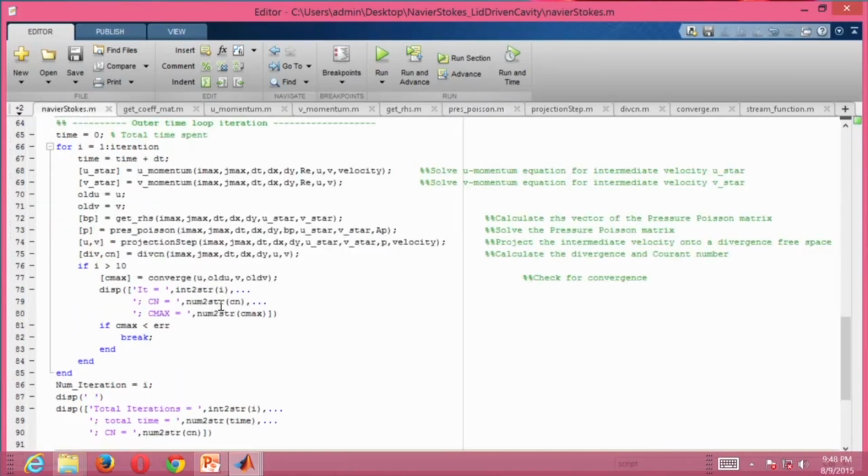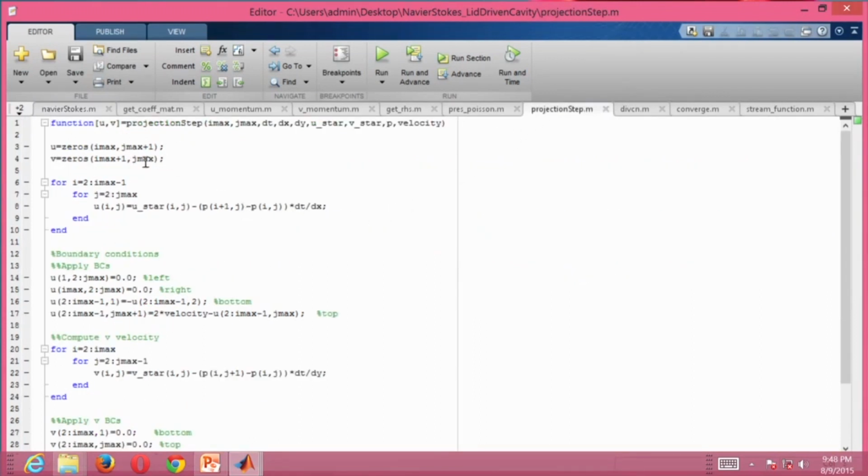Again go to the main. So, we have done the pressure Poisson equation, we got pressure, then this pressure is projected to get the corrected velocity, and that is what is done in this module, projection step. So, we go to the projection step module. Again values are initialized, zeros for u and v, then you correct the velocity. So, u star was initially obtained, and the pressure is obtained from the pressure Poisson equation. Using these two, you get the correct velocity, the expression as shown here.